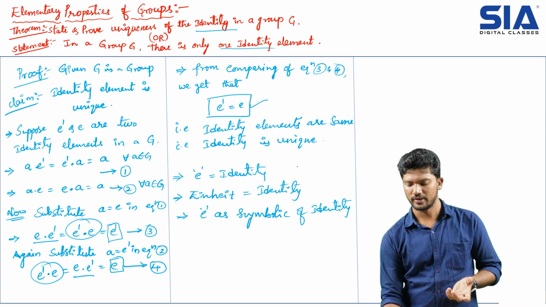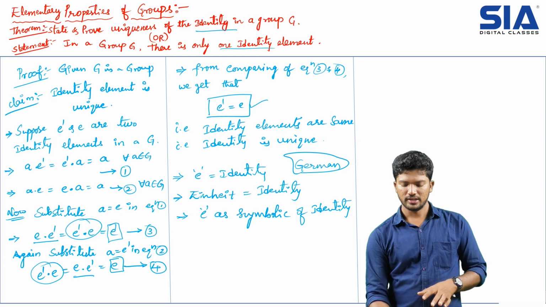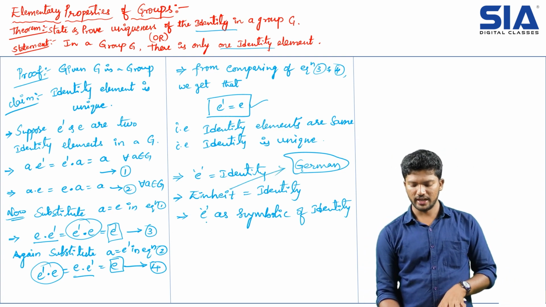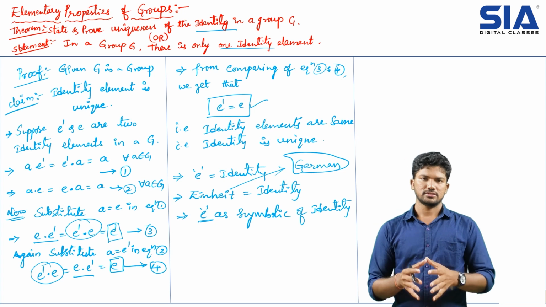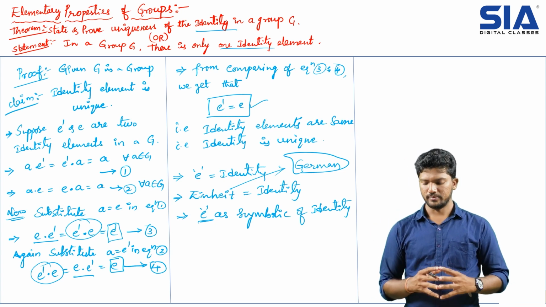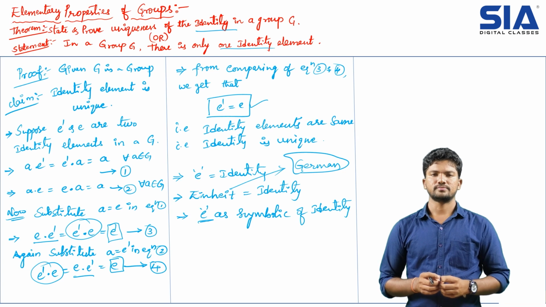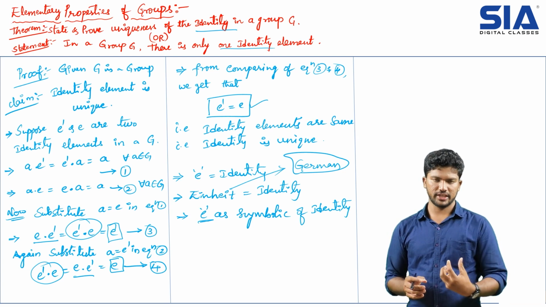In the German language, identity is called Einheit. Therefore, we denote small e as the symbolic representation of identity. So this is the uniqueness of the identity element. I hope you understood this theorem very well.